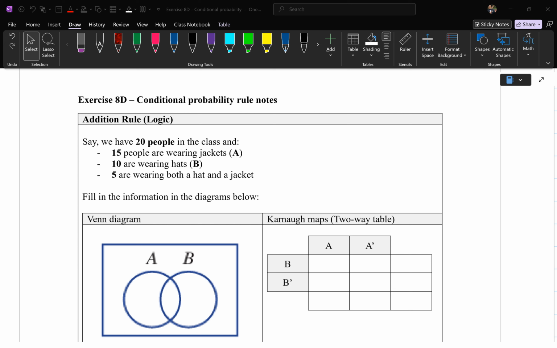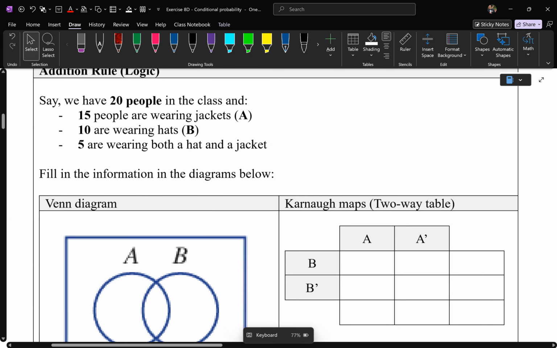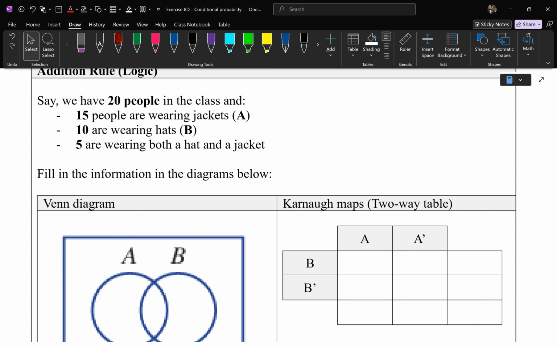So let's start off just refreshing our memory with Venn diagrams and Karnaugh maps, two of our common tools to solve problems. So right now I'm going to just give you the scenario. Say we have 20 people in the class and 15 people are wearing jackets. Let's call it A instead of J. So event A, or set A, is the number of people wearing jackets.